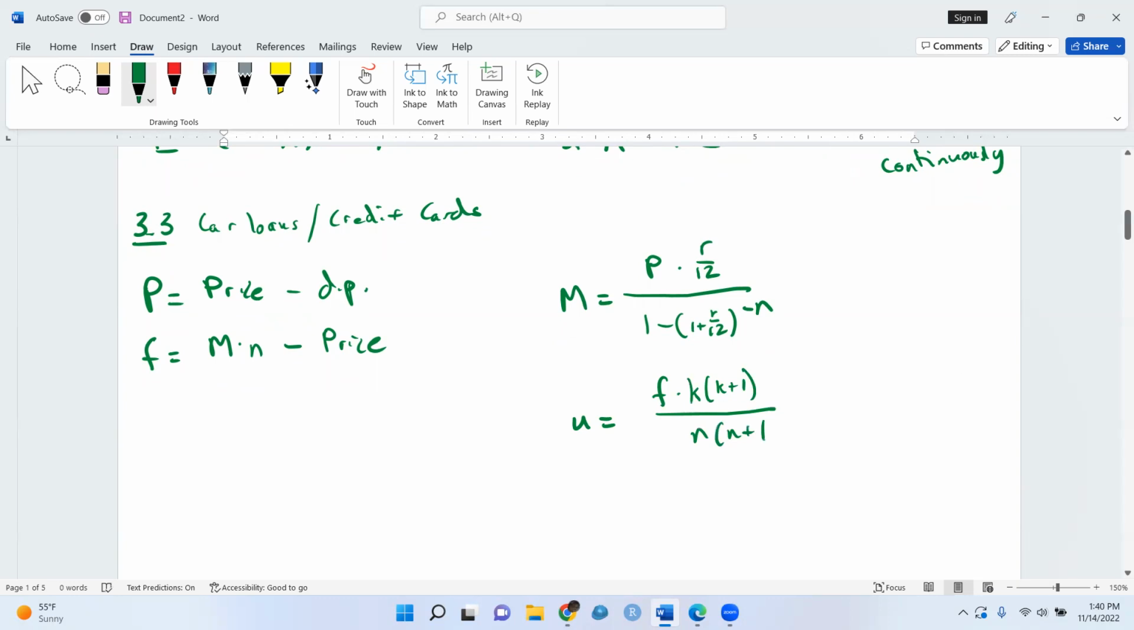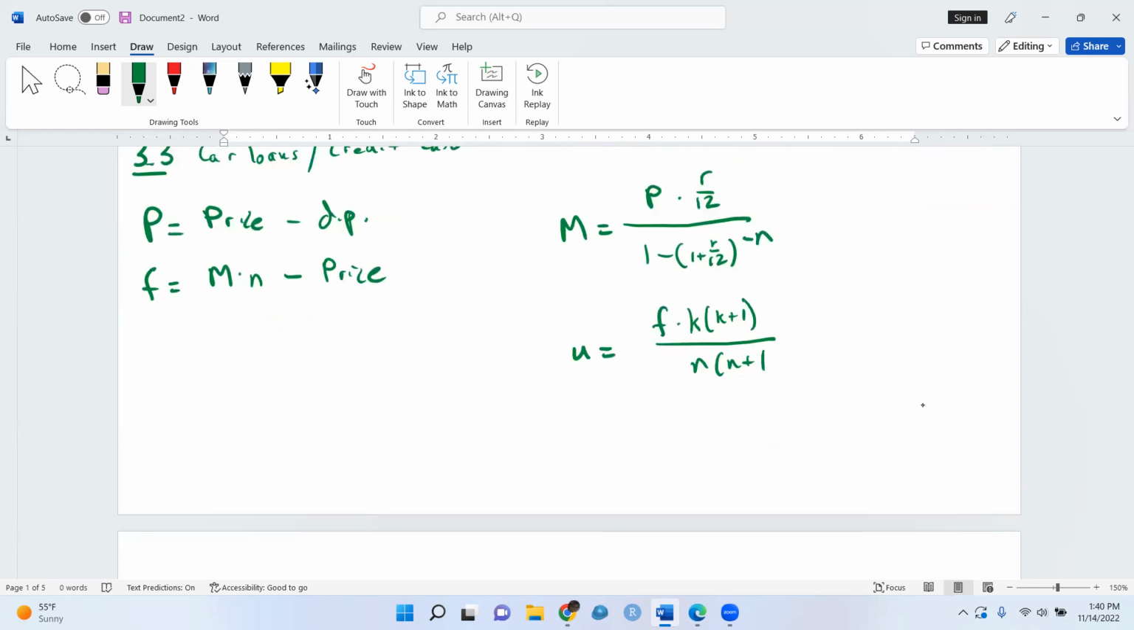And then there's a total cost formula. The total cost formula you could think of as the monthly payments times the number of payments plus the down payment, if there was a down payment. And those are kind of all the formulas you need for 3-3. I suspect at this point you have this memorized, especially if you did the ALEKS problems related to monthly payment stuff.